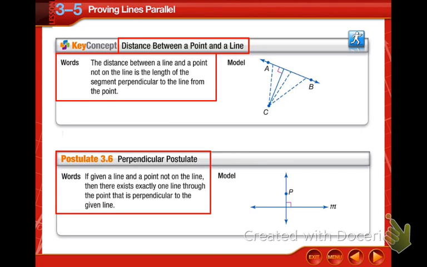So the distance between a point and a line. The distance between a line and a point not on the line is the length of the segment perpendicular to the line from the point. I'm going to go ahead and warn you now, these problems are going to be long. And so the perpendicular postulate says if given a line and a point not on the line, then there exists exactly one line through the point that is perpendicular to the given line.